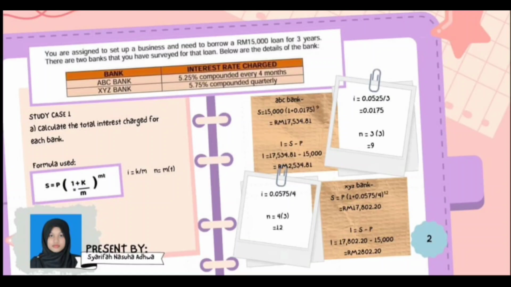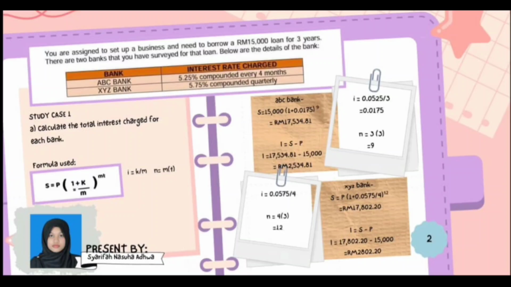We start with the same formula of the compound interest. We are going to find the I and the N first. I equal K per M. K is 0.0575 divided by M, which is 4, and the N is M multiply T, which is 4 multiplied 3 equal 12. Now, we're just going to fill the numbers in the formula. S equal 15,000 bracket 1 plus 0.0575 per 4 bracket power by 12. The answer for the S will be 17,802 ringgit and 20 cent.